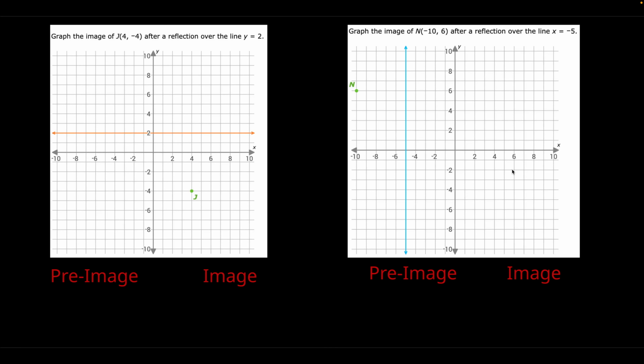Here is our cool clock for today, which means that it's time for you to practice what you just learned. Go ahead and pause the video and try these 2 problems on your own. And when you're ready, you can unpause the video and we'll check your answers. Okay, now you've had time to work these problems. Let's check your solutions. For the first problem, you should have put J prime at (4, 8). And for the second problem, you should have put N prime at (0, 6).